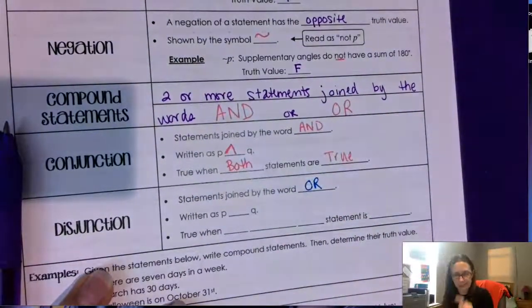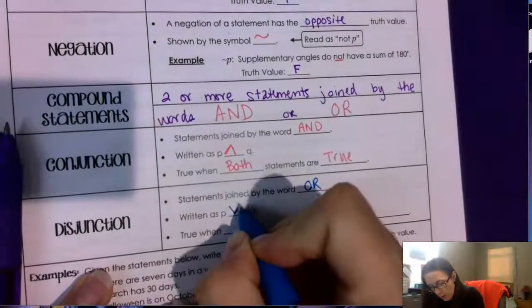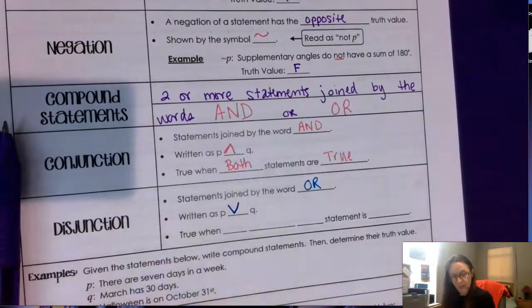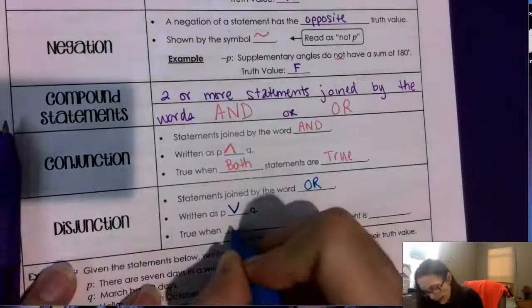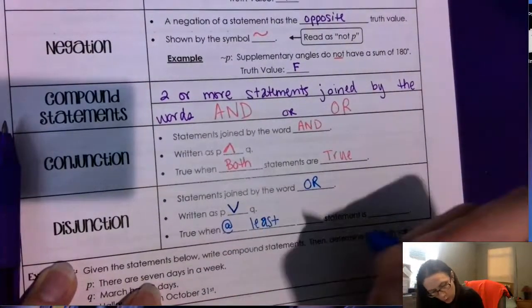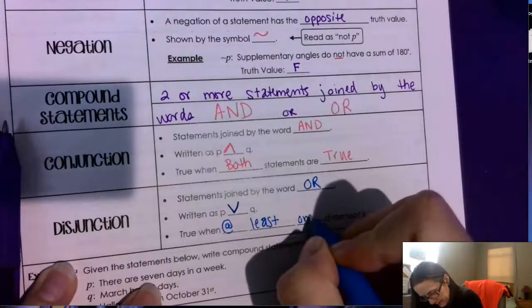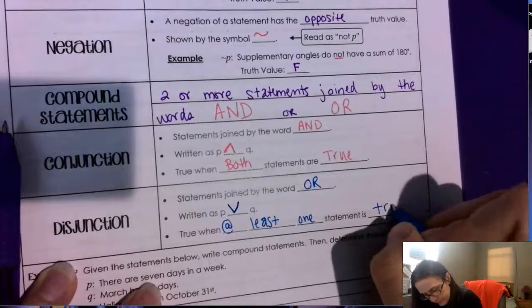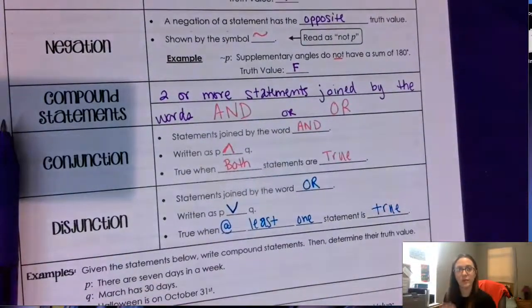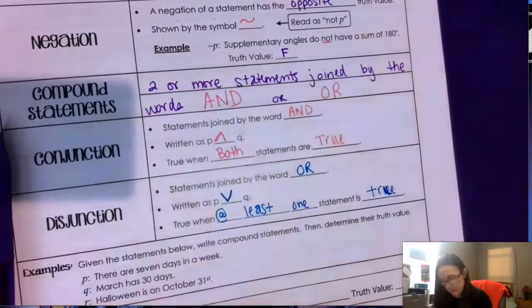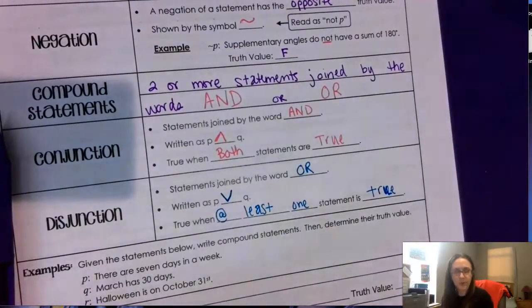Now, a disjunction is statements joined by the word or. And now this one's upside down. It's P or Q. Now, this is true when at least one statement is true. So they don't both have to be true, but one of them has to be true.